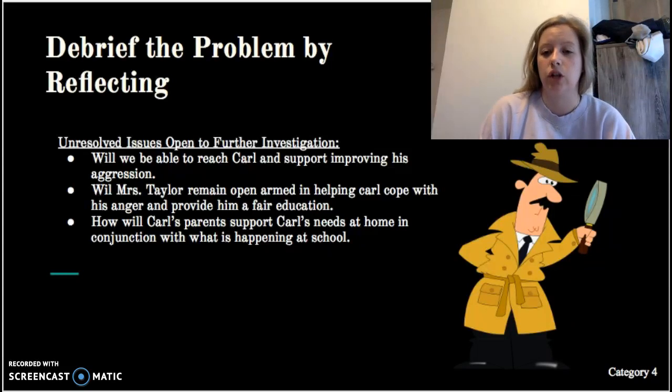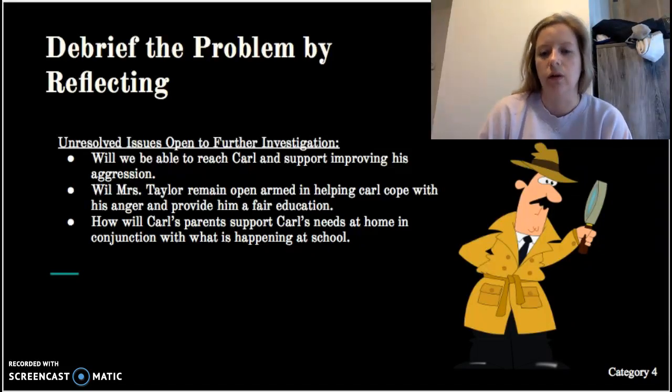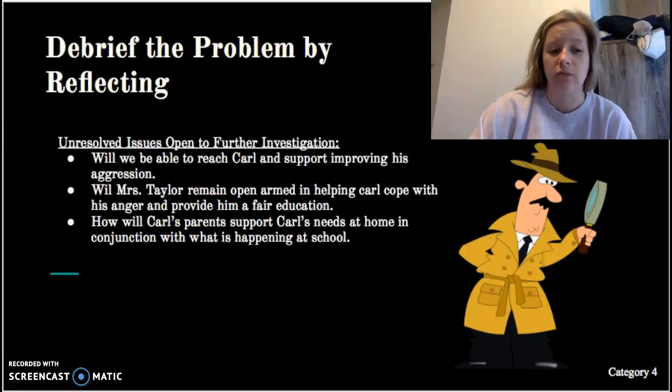She already seems closed and unwilling, but hopefully with collaboration and discussion and teamwork, we can find a way to make her feel more comfortable with Carl and help him be successful. And the last thing is, how will Carl's parents support him at home? Oftentimes, when one thing works at home, it needs to be carried on through school, and if something's working at school, it needs to be carried on at home. So finding a way to work together, and will they be willing to do this, especially in 2 different households? So you're working with the triangle of placement here.